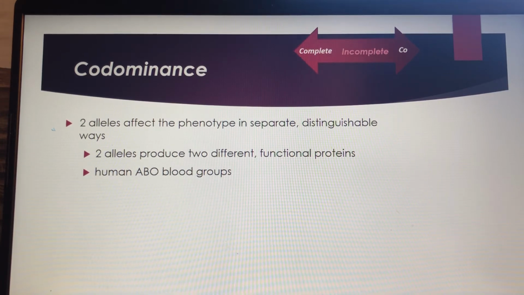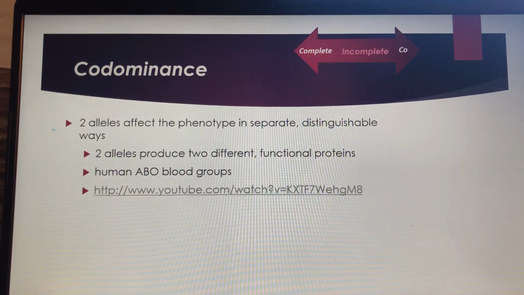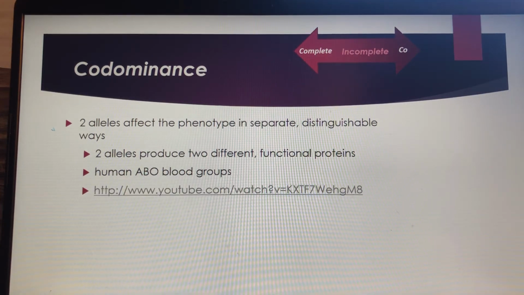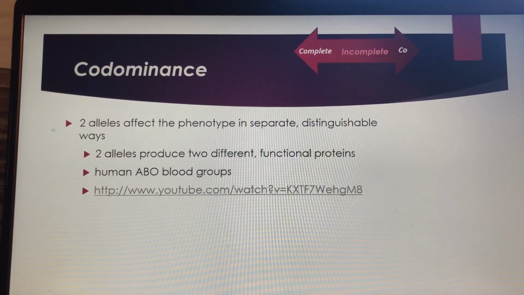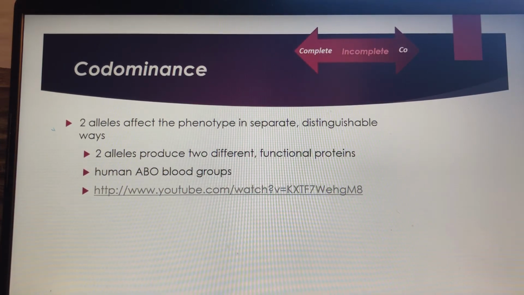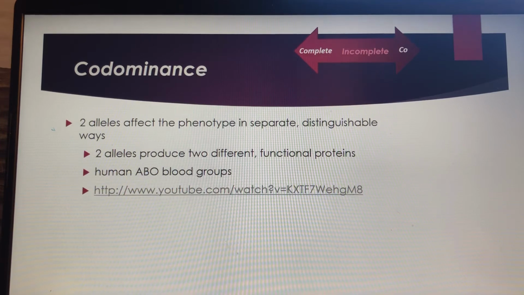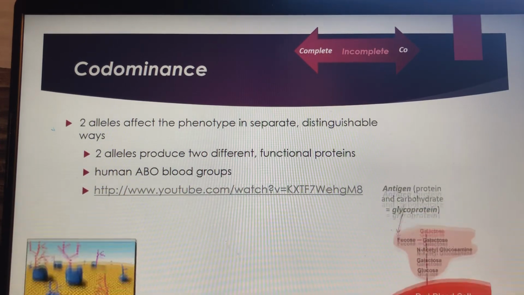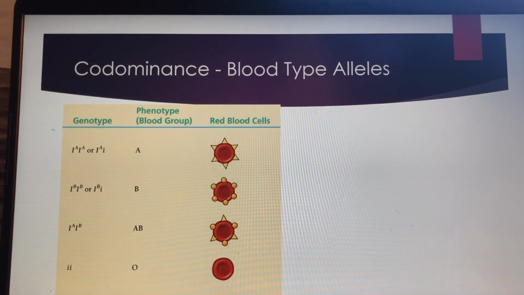An example of codominance, a very easy example to remember, and you do need to try to get these examples in your mind, would be the human blood groups, types A, B, O groups. And I am going to put up this YouTube video that talks about blood groups. That's kind of interesting. Everybody loves to hear about blood groups. And I would suggest that you watch this on your own time.